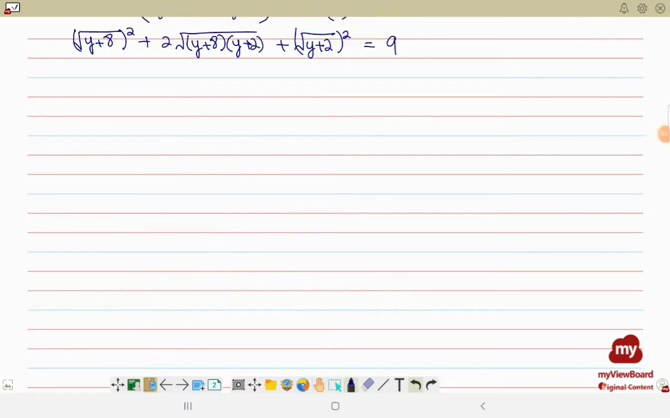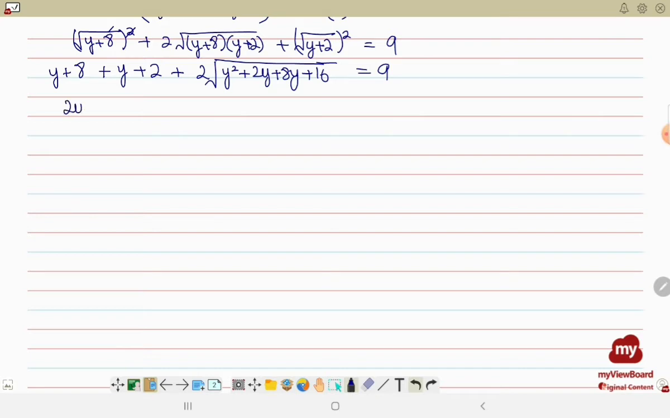Let's open up the brackets now. The square will get cancelled by the root, y plus 8, and from the last term y plus 2. And you are going to multiply the two terms. We are having y square plus 2y plus 8y plus 16. And on the right hand side we'll write 9 as it is. y plus y becomes 2y, 8 plus 2 becomes 10. And under the radical sign we are having y square plus 10y plus 16 equals 9.